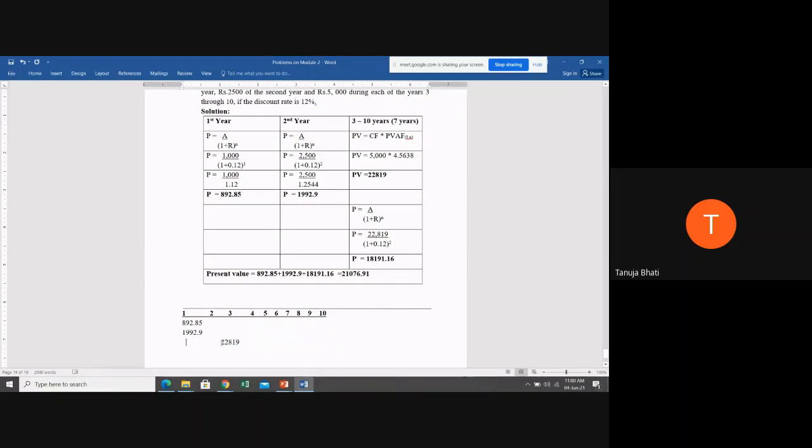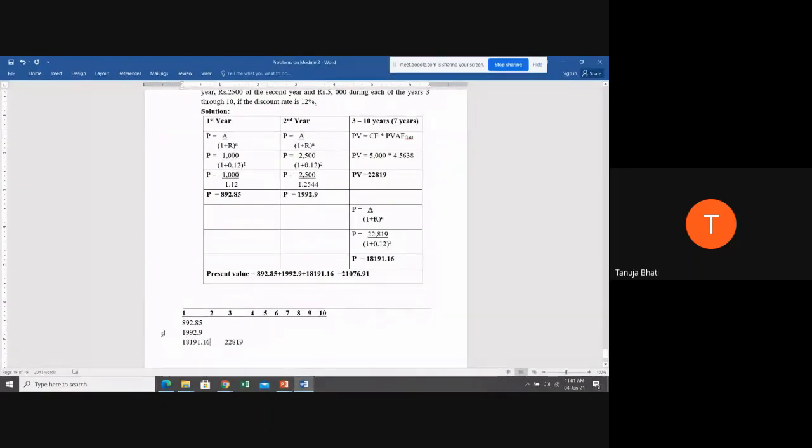We have to consider this as a future value of third year, and when we have to bring it down to the year as on today, what we have to do? Consider this as a single cash flow and bring it up to year 0. So we are going to use the formula P equals A divided by (1 plus R) raised to N. So A is 22,819 divided by (1 plus 0.12) raised to 2. So P is nothing but 18,191.16.